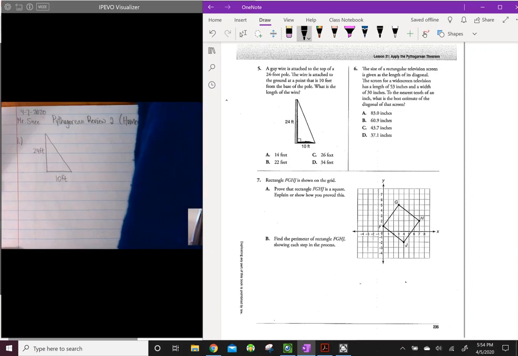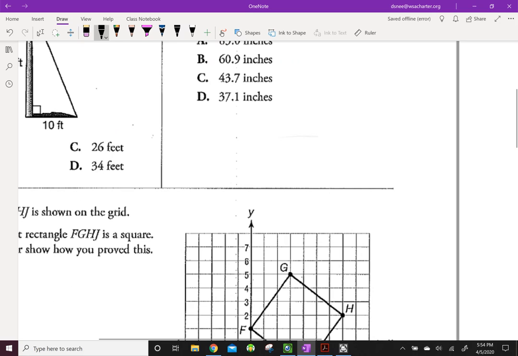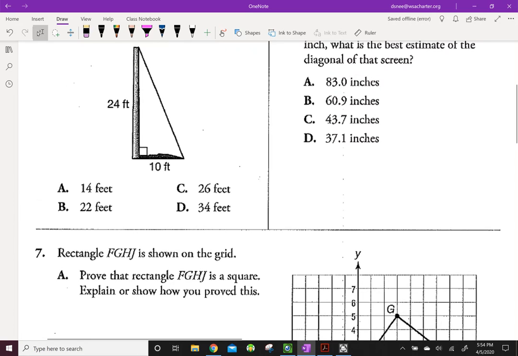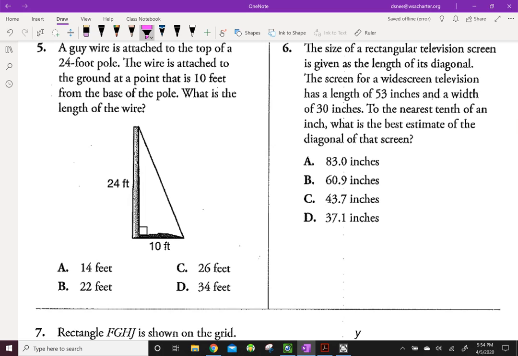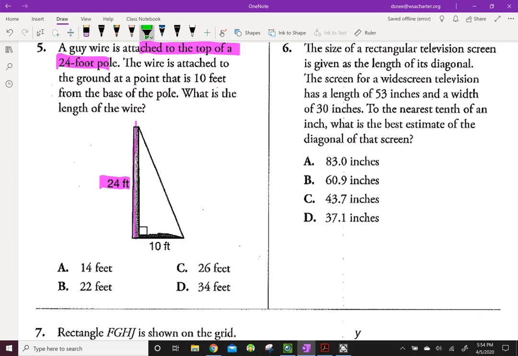Okay, I'm going to go into my little notes here, and I'm going to work on this. And you guys are going to keep working on that piece of lined paper. Okay, I've got a guy wire attached to the top of a 24-foot pole. It's right here. Okay, my 24-foot pole. It is attached to the ground 10 feet from the base of the pole. Okay, that's this right here, 10 feet. And what I'm trying to find is the length of the wire. This piece right here, how long is that?